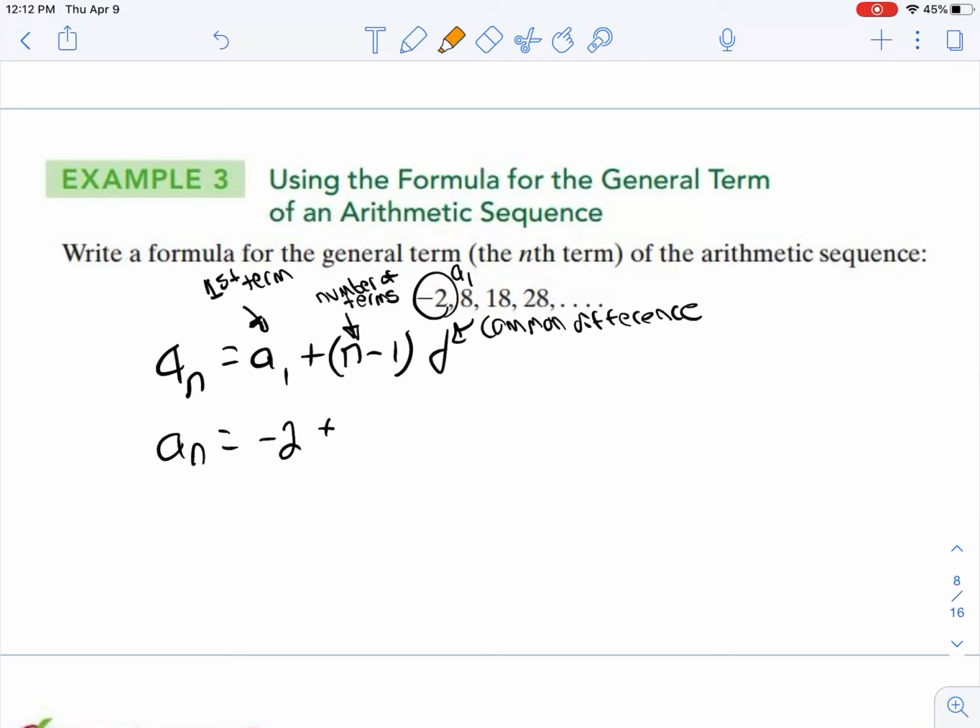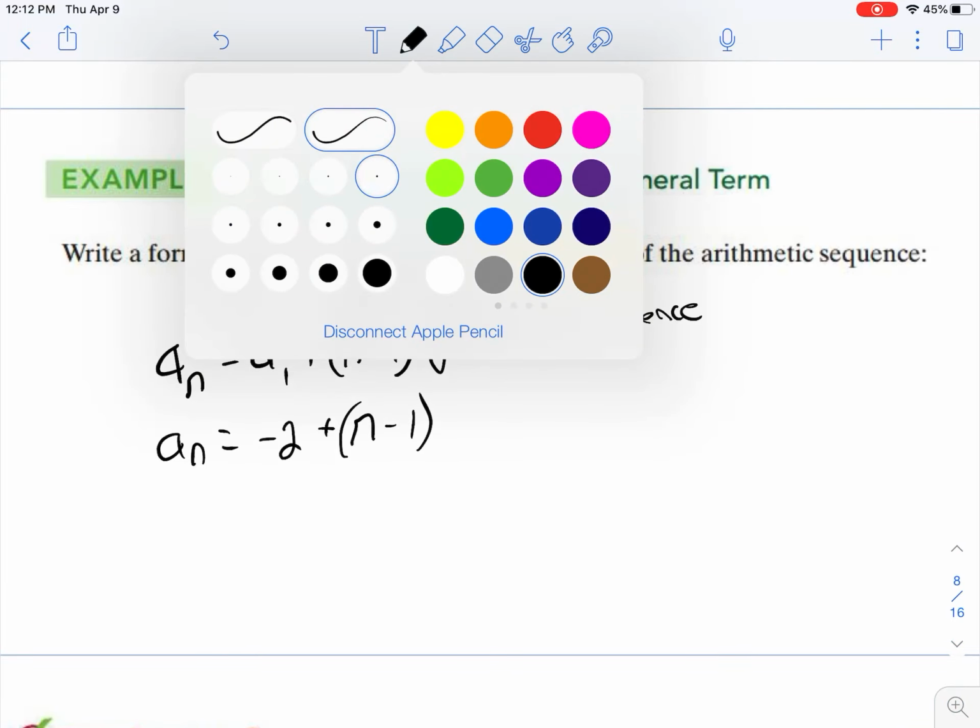Okay, when we go back and read what term we're trying to find, the formula for the general term, the nth term, so we're going to leave it as n. Okay, and then the common difference, let's go ahead and take a look at what we're doing.